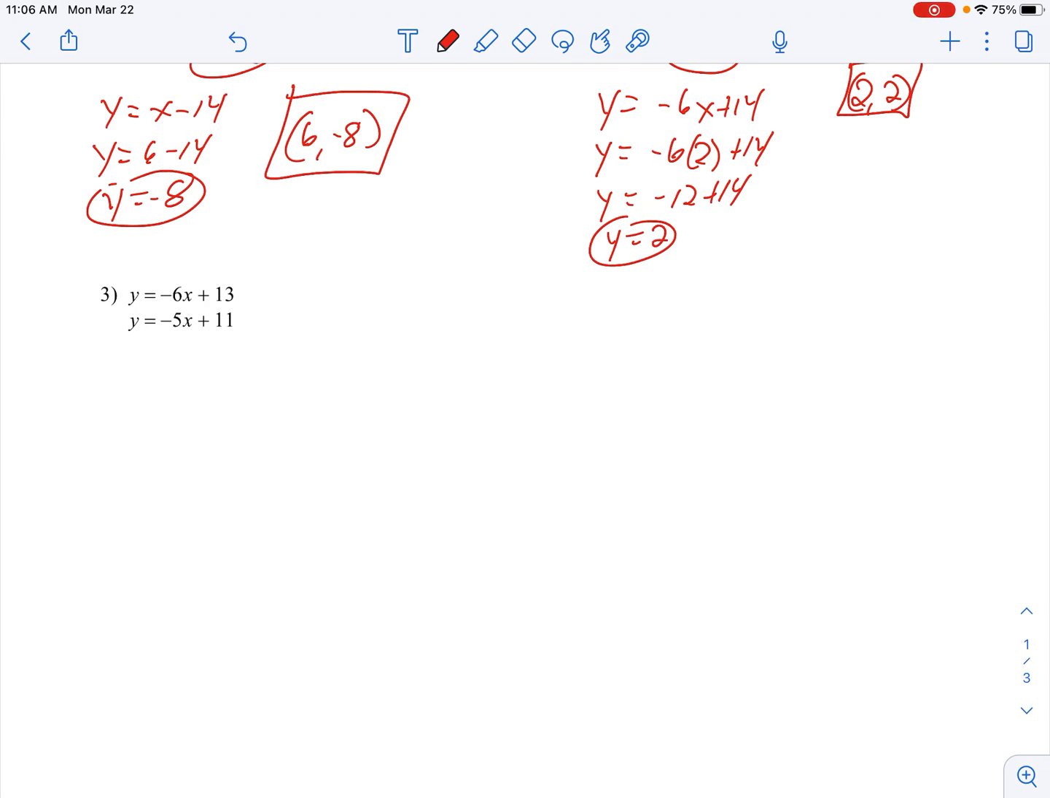Last one there, number 3. This is the one we talked about in class where sometimes students kind of freak out on this one. Like I said, they're both equal to y, so they're going to be equal to each other. And I don't care if you set them up like this or if you set them up as -5x plus 11 equals -6x plus 13. You get the same setup.